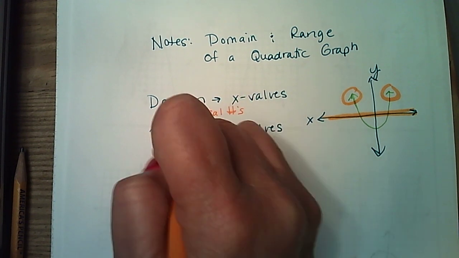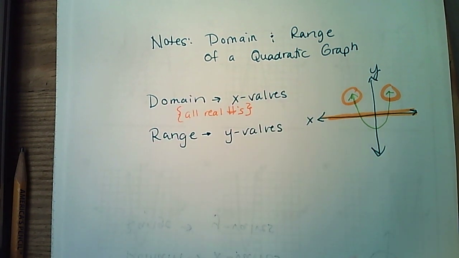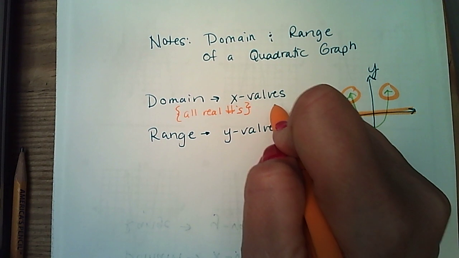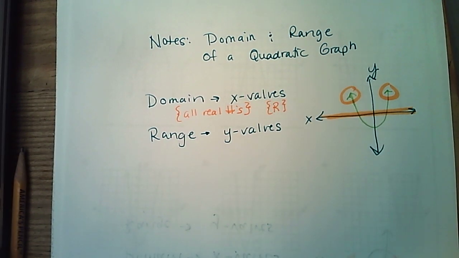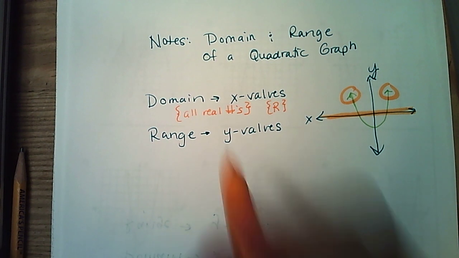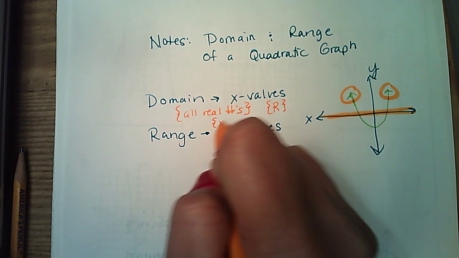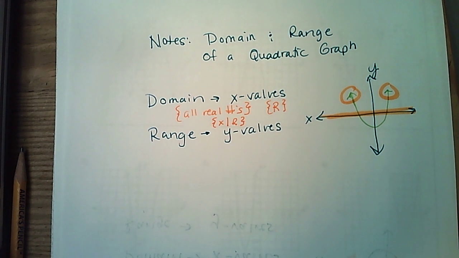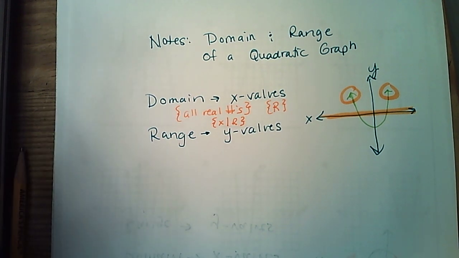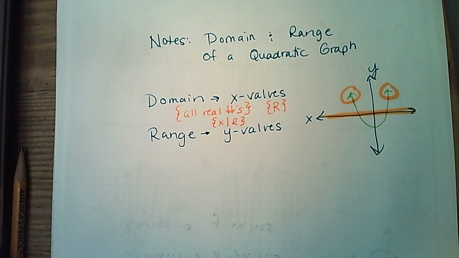We see it written as the set of all real numbers in words, or you might see the big R for real numbers, the set of real numbers. And then sometimes they put the set of x such that x is in the set of reals. So it looks different, but it's all real numbers. It's always the real numbers. That never, ever, ever changes. So any question that asks you what the domain of your quadratic graph is, the answer is all real numbers.